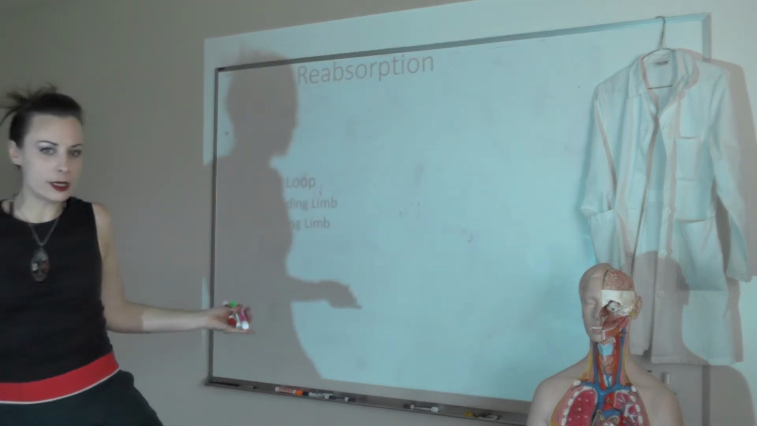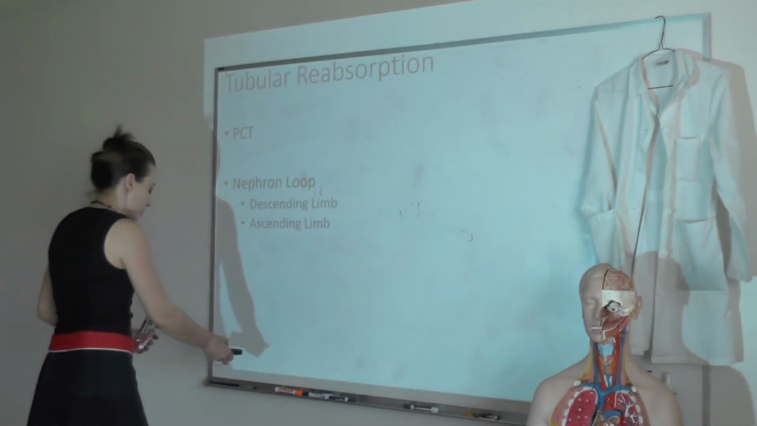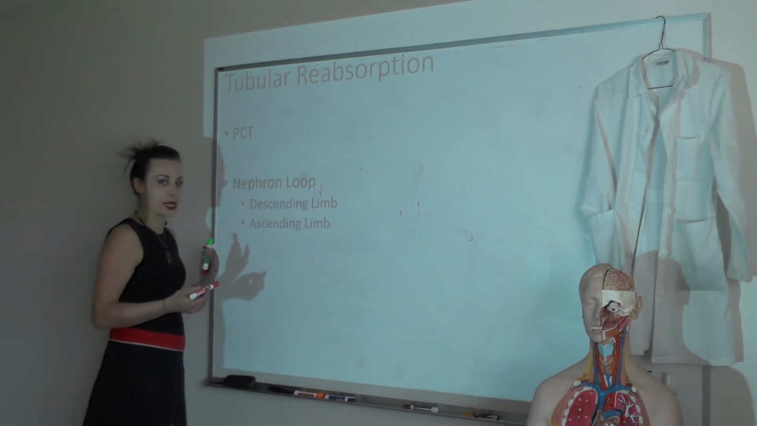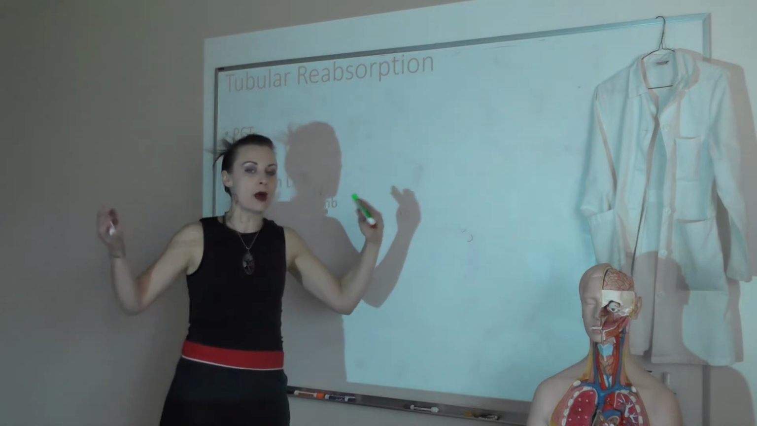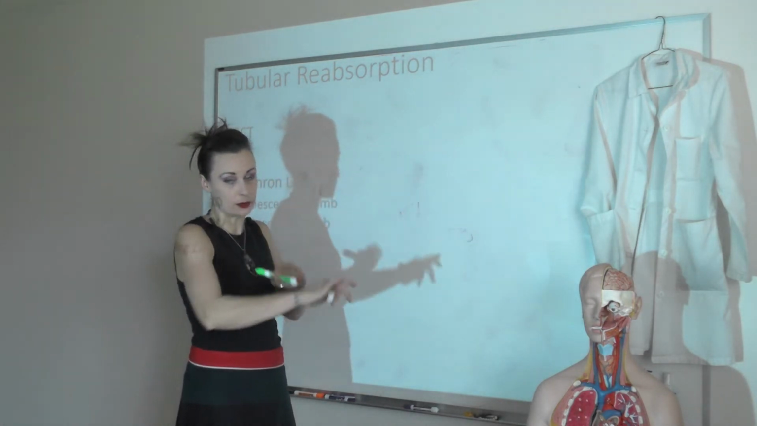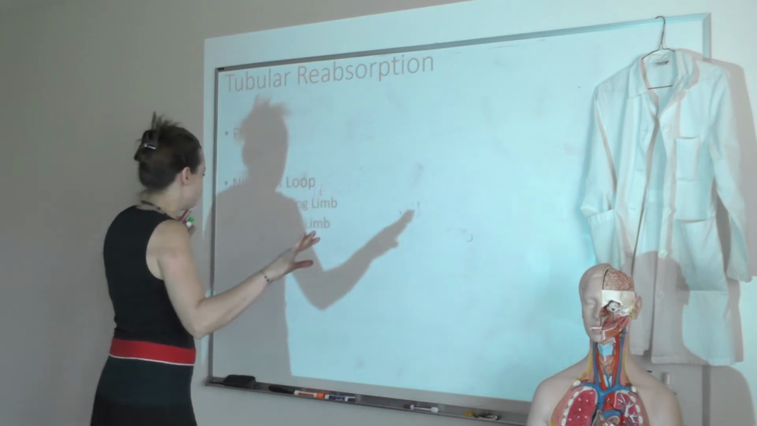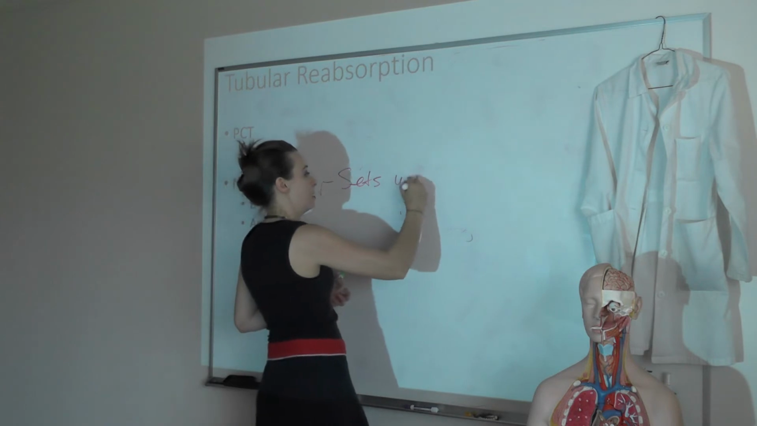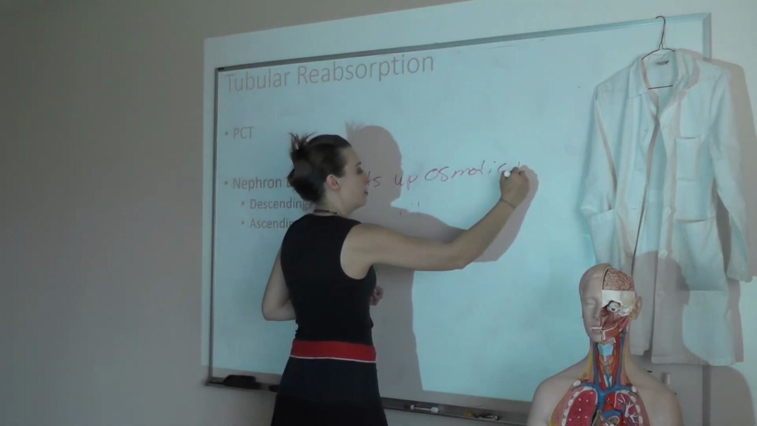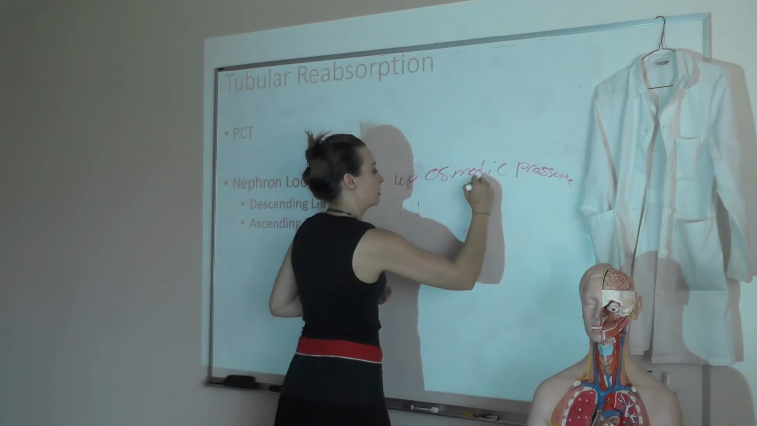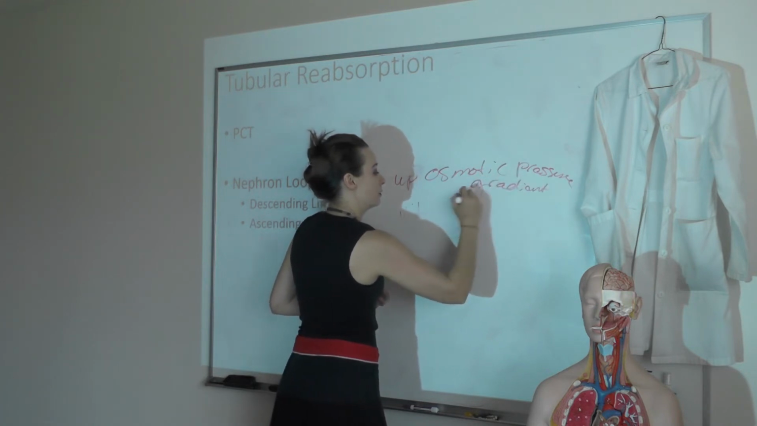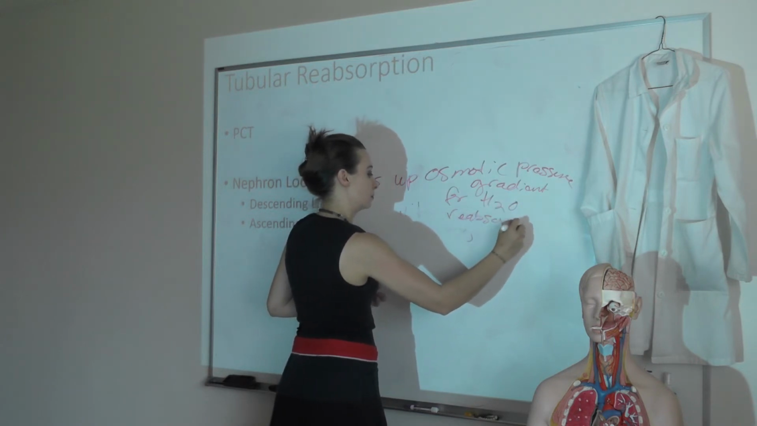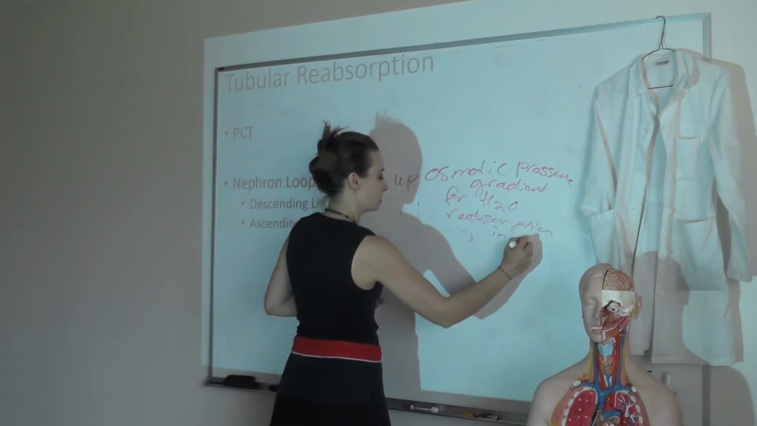Okay, so what does our tubular reabsorption look like in the nephron loop? So the nephron loop has the important job of setting up the osmotic pressure gradient that's going to allow for the most amount of water reabsorption in the collecting duct, which is not part of the nephron. But just be aware of that. So nephron loop sets up the osmotic pressure gradient for water reabsorption in collecting duct.